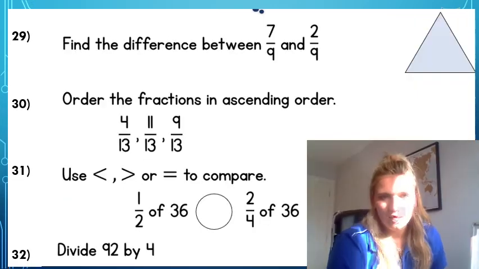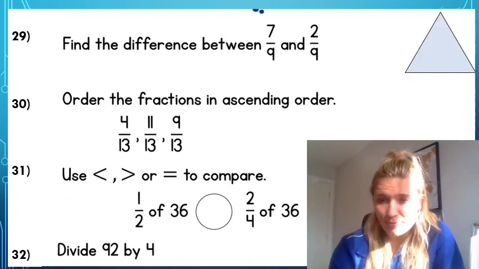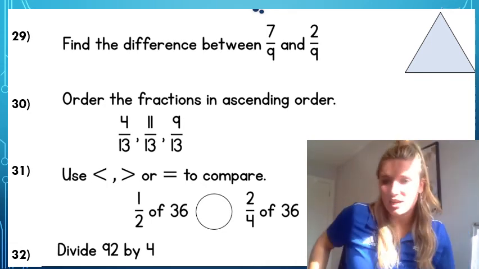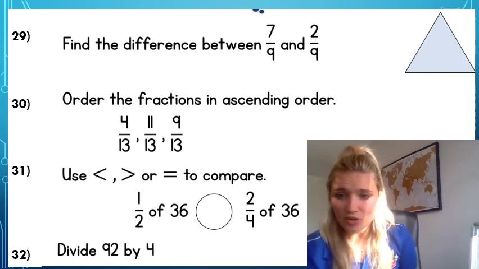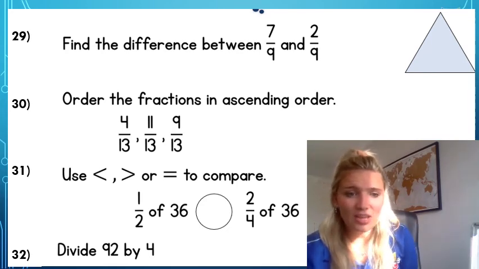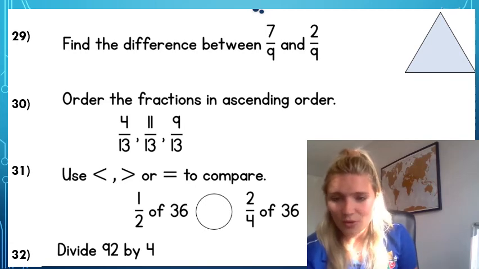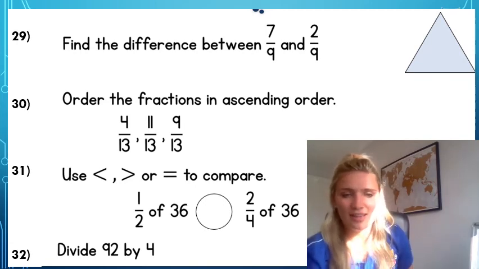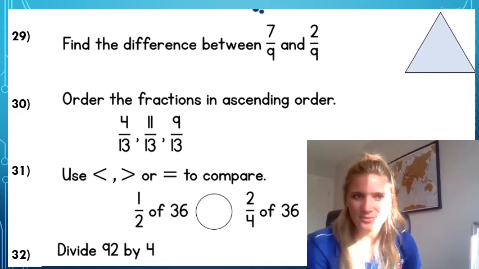Finally, the last part of the lesson, the last few questions: tell me what the shape is at the top. Then you're finding the difference. Remember, when you find the difference, you are taking away. Then you are having a look at ordering the fractions in ascending order, getting bigger. Then using the signs to compare, so you'll have to work those out first of all. And then finally dividing 92 by 4. For this one you might have to think of how you could work it out, maybe partitioning to find the bigger, it's a bigger number. And then press play once you've had a go at doing that and we'll see what you've got.